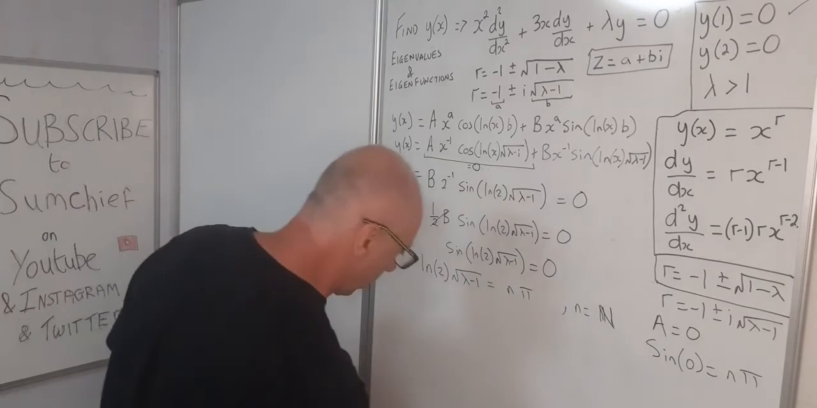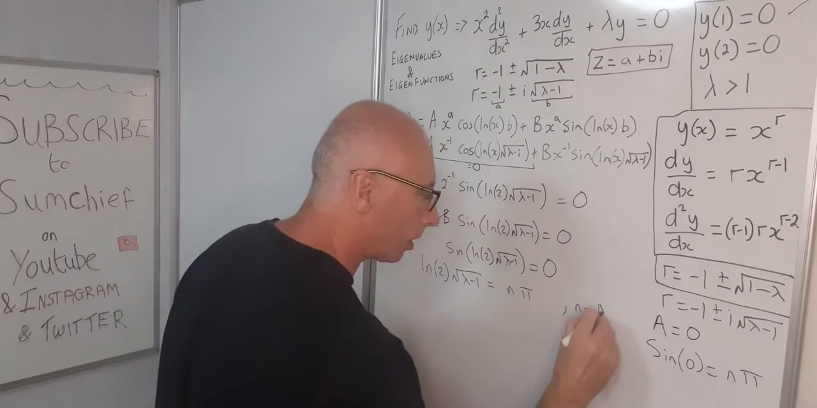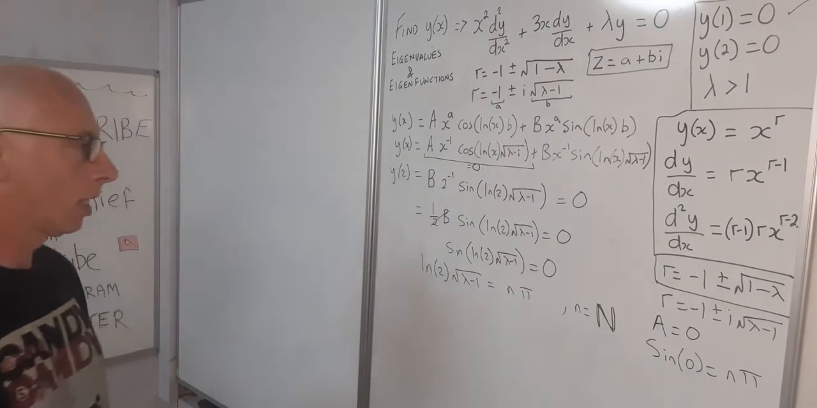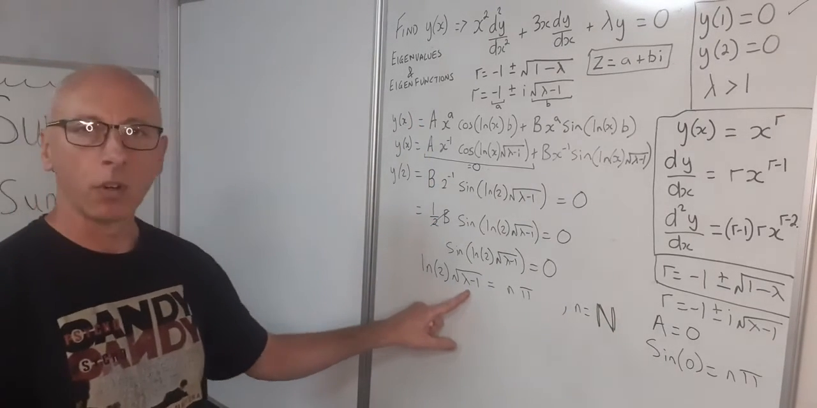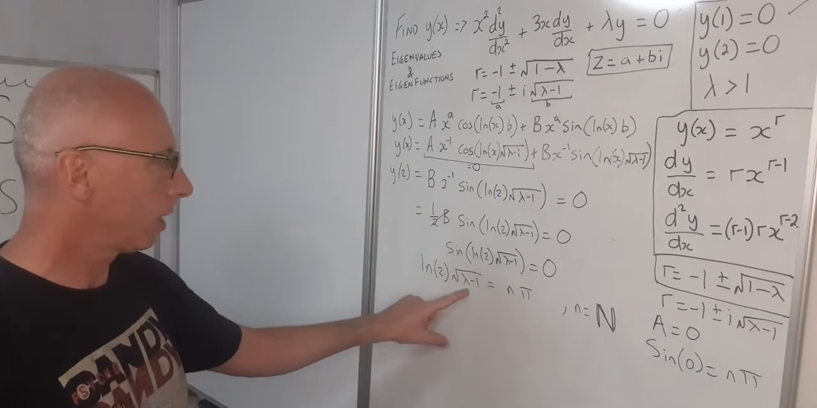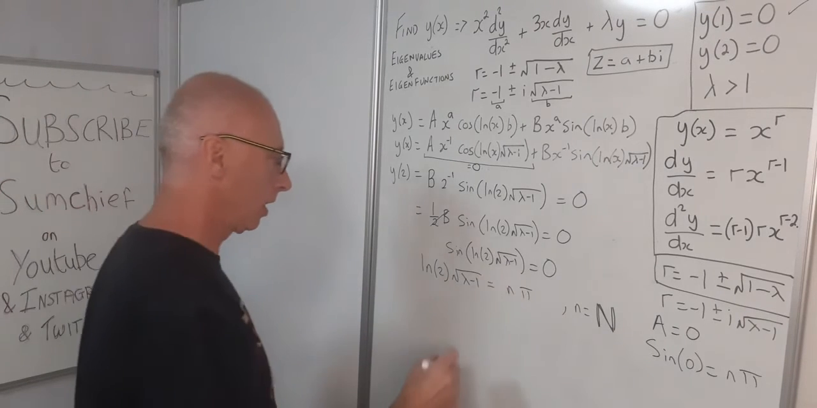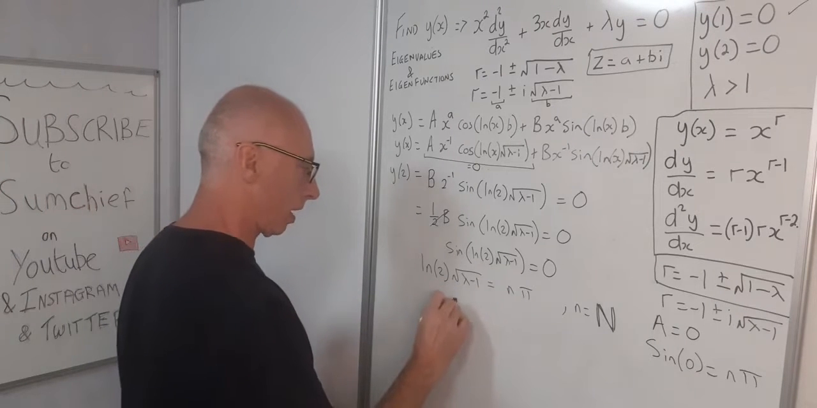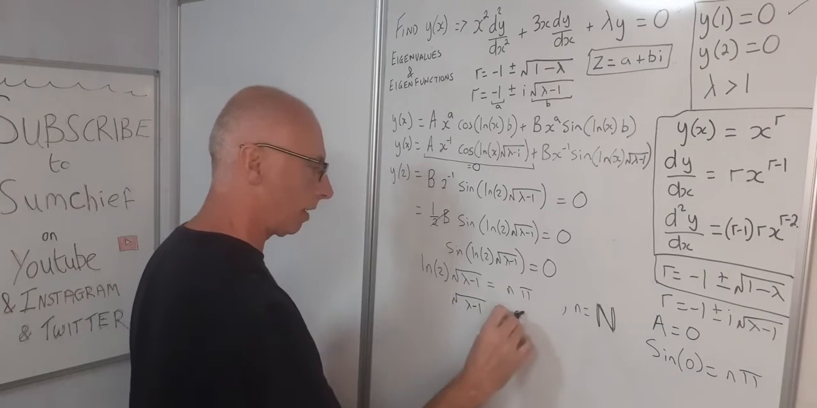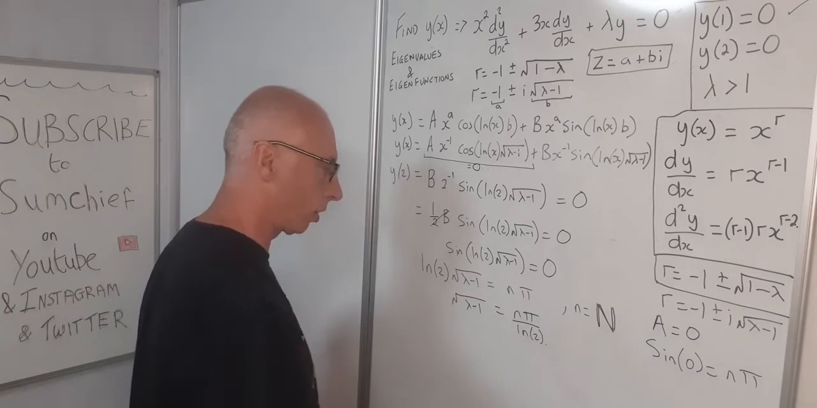Okay, let's just make that a little bit better. That's not a very good natural number looking n, is it? Okay, so now let's try and solve for our lambda. So first of all, we could divide by the natural log of 2 to get that out of the way. So we've got square root of lambda minus 1 equals n pi over natural log of 2.